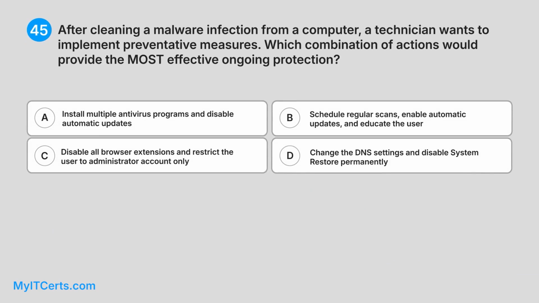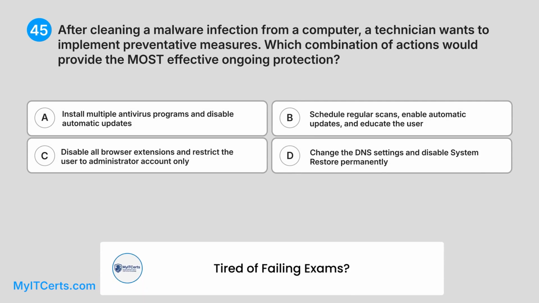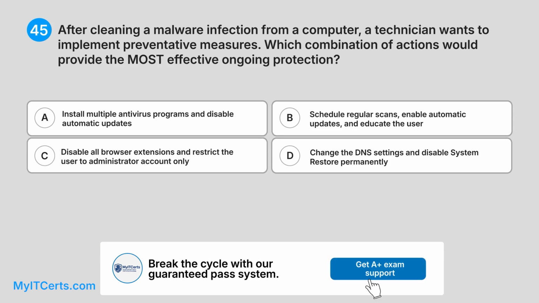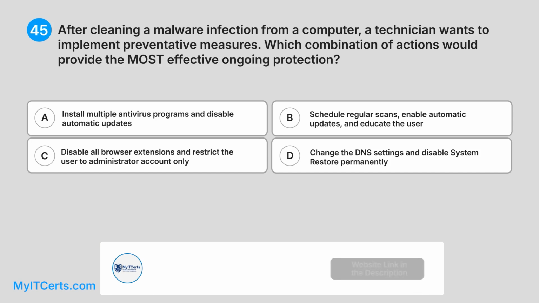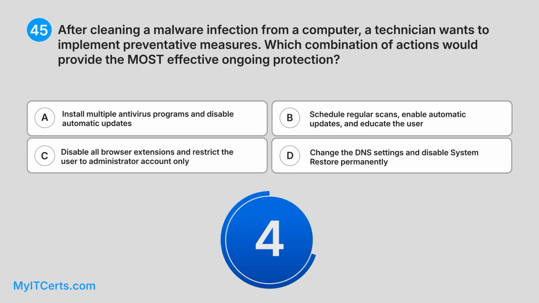45. After cleaning a malware infection from a computer, a technician wants to implement preventative measures. Which combination of actions would provide the most effective ongoing protection? A. Install multiple antivirus programs and disable automatic updates. B. Schedule regular scans, enable automatic updates, and educate the user. C. Disable all browser extensions and restrict the user to administrator account only. D. Change the DNS settings and disable System Restore permanently. What do you think is the answer?